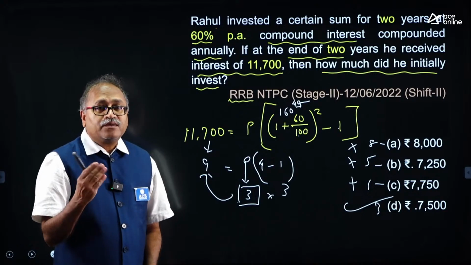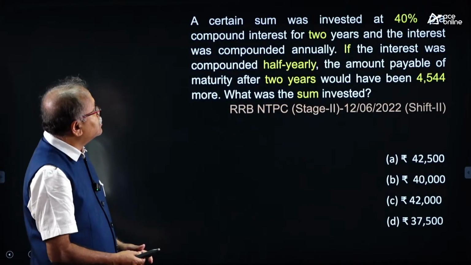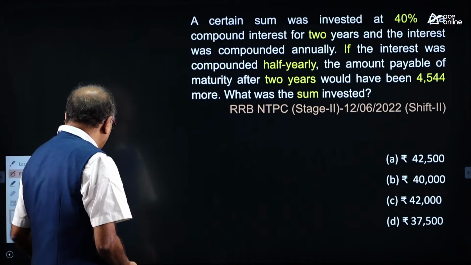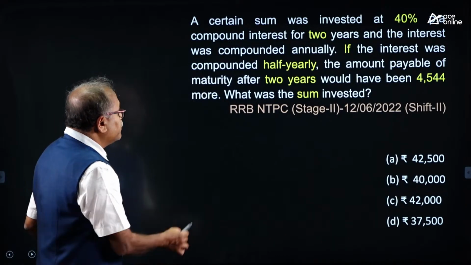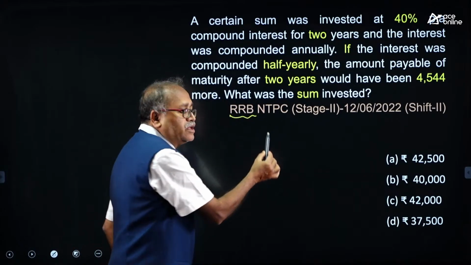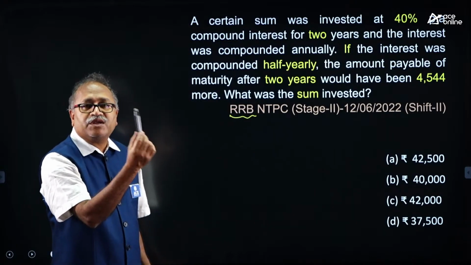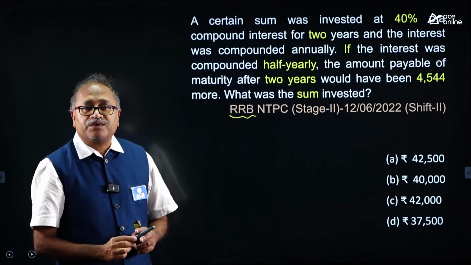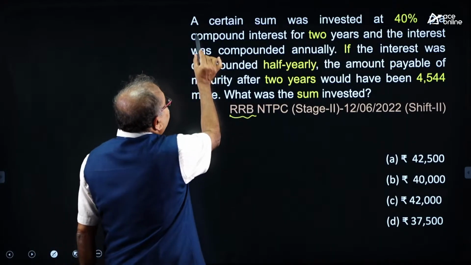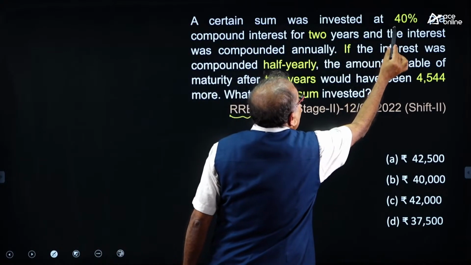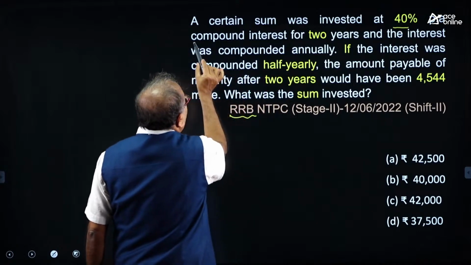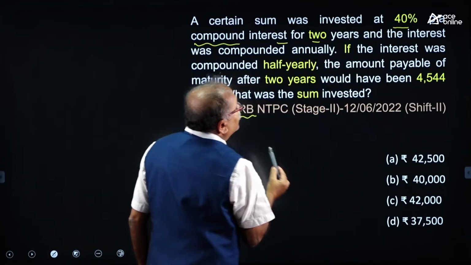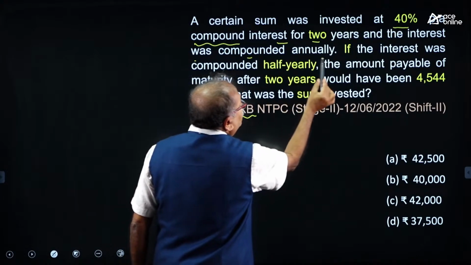I am moving on to the next question, my dear friends, and all of these I have picked up along with the options from the previous exams. You can see that in RRB, let it be NTPC, Group D or JE, you get a similar standard, similar type of framing of question. What is this? A certain sum was invested at 40% per annum compound interest, invested for 2 years, and the interest was compounded annually.